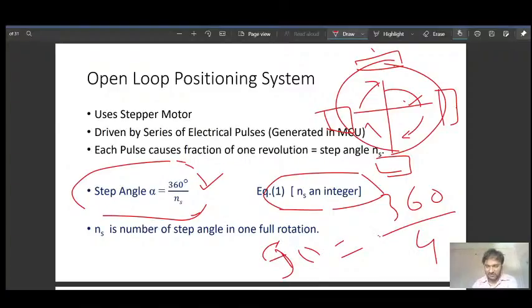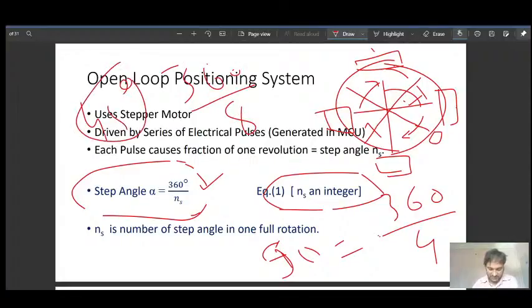Okay. Same way, if there are 8 pole shoes, in that case there would be 8 steps. So here what will you do? 360 by 8. So it becomes 45 degrees. That is your step angle. That's how you will calculate the step angle, and generally the number of steps is given, so you have to find only the step angle. Note it down. And as you can see, Ns is the number of steps in one full rotation. Here in the previous case 4 and in the later case 8.